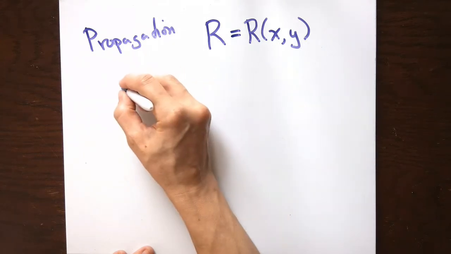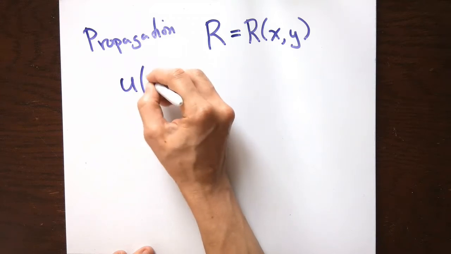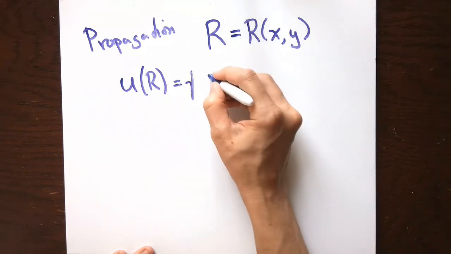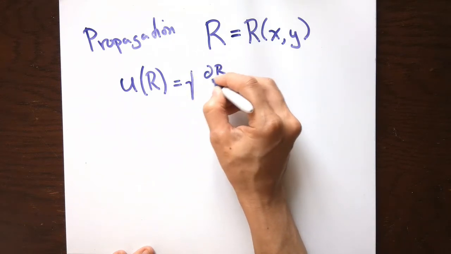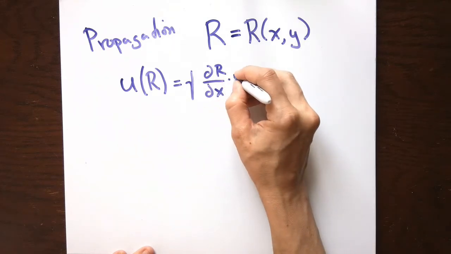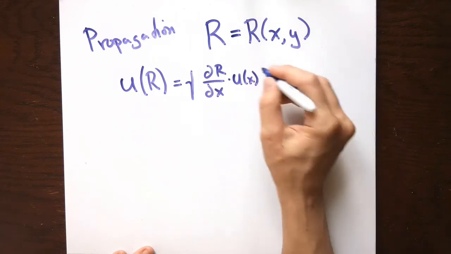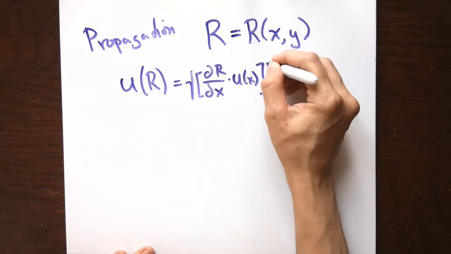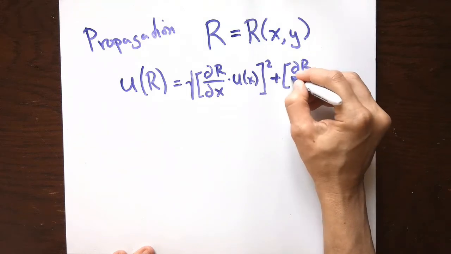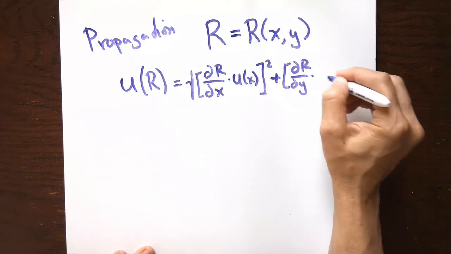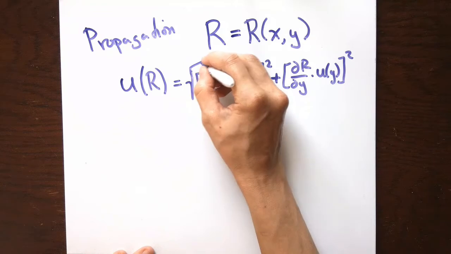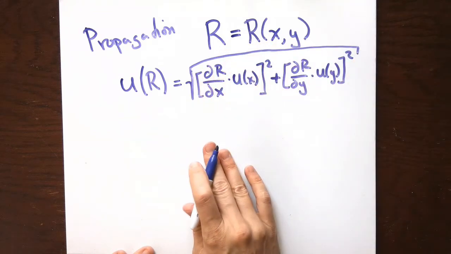If that's the case, then the formula to get the uncertainty of R is equal to the square root of what is called the partial derivative of R with respect to the first thing you plug in, with respect to X, times the uncertainty that X has, and we square that whole term. And then we do the same thing for Y, the partial derivative of R with respect to Y times the uncertainty associated with Y. And take the square root of everything.